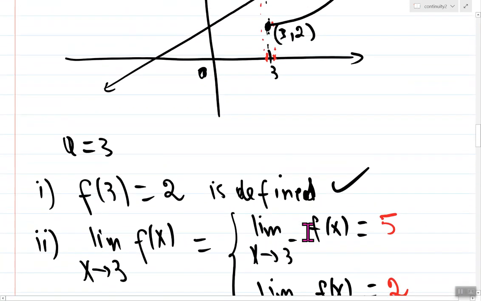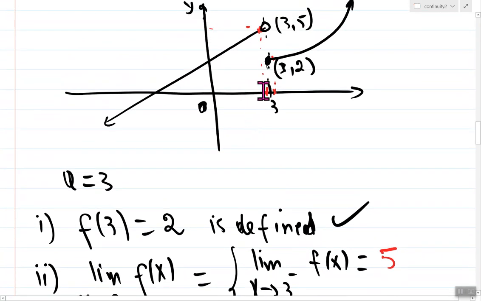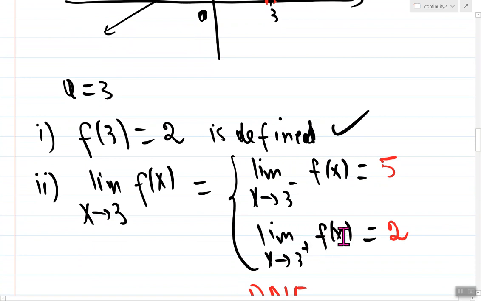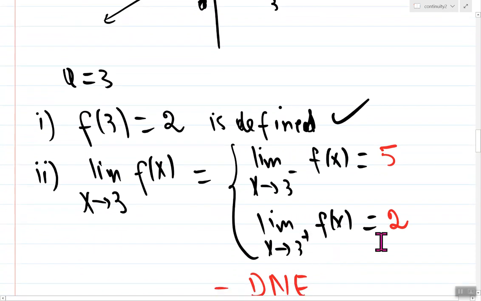As x approaches 3 from the left, this curve is approaching this open circle. This open circle is at y equals 5. So we say the limit as x approaches 3 from the left of the function f of x is 5. Then we approach 3 from the right side. As we come closer and closer to 3 from the right, we move along this graph, which is approaching this closed circle. The closed circle is at y equals 2. So we say the limit of f of x as x approaches 3 from the right equals 2.